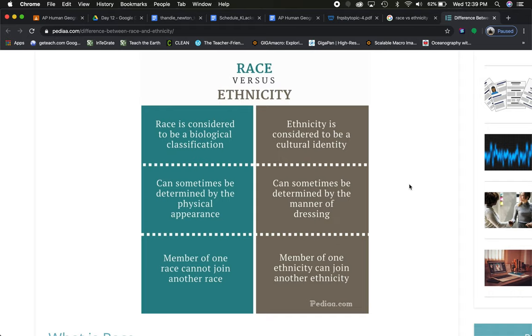It's important to note the difference, right? Race is considered to be a biological classification, and can sometimes be determined by the physical appearance of an individual. One member of a race cannot simply join another race. Ethnicity is considered to be more of your cultural identity, and can sometimes be determined by the way that you dress. A member of one ethnicity can join another ethnicity. And so ethnicity versus race, that's what we're going to be talking about today.